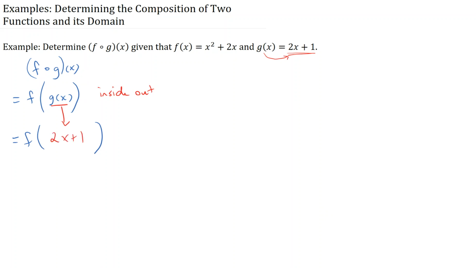And now what I'm going to do is take my 2x plus 1, it's inside parentheses, so this is an input to the f function. So that means I'm going to go to my f formula, and everywhere there's an x, I'm going to replace with this input, 2x plus 1. So it's basically going to look like something squared plus 2 times something, right? That's what the f function is. It squares your input and then multiplies it by 2 and adds. The input, though, is my 2x plus 1.